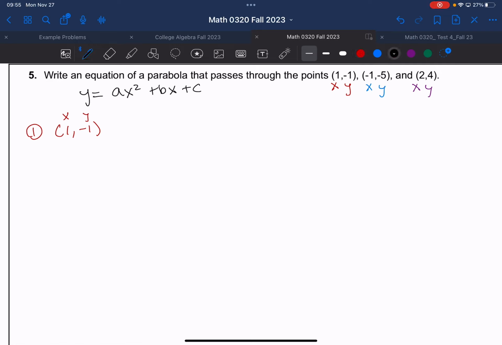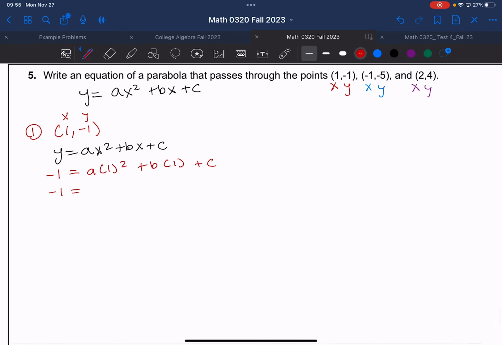So I have y is equal to ax squared plus bx plus c. But instead of y, I'm going to put negative 1 equals a. Instead of x, I'm putting positive 1. 1 squared plus b times 1 plus c. So simplifying this, I have negative 1 equals 1 squared is 1. 1 times a is a. So a plus b times 1, which is b, plus c. Okay, this right here is my first equation.